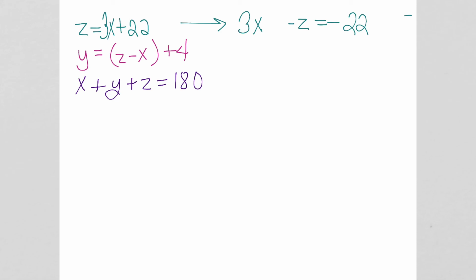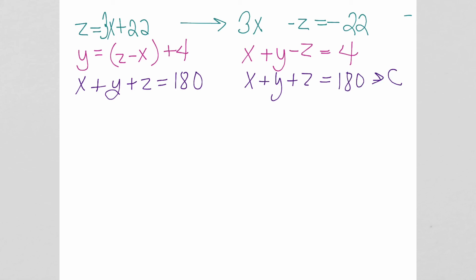For the second one, we're going to add x to the right, so we've got x plus y, subtract the z over, and we get that that is equal to 4. And then the last one we already have, x plus y plus z equals 180. So that's going to be our C. There's B and A.